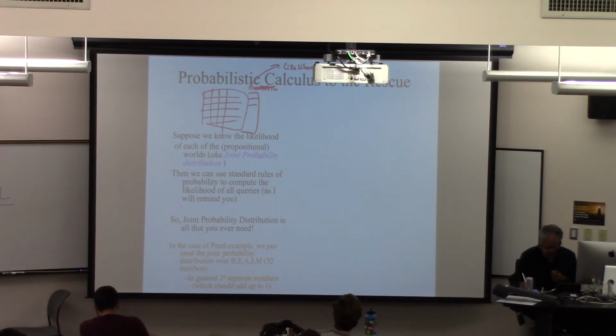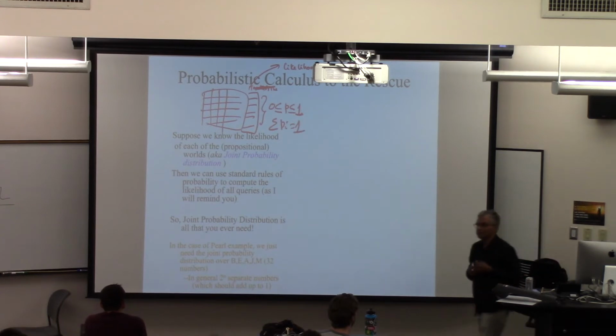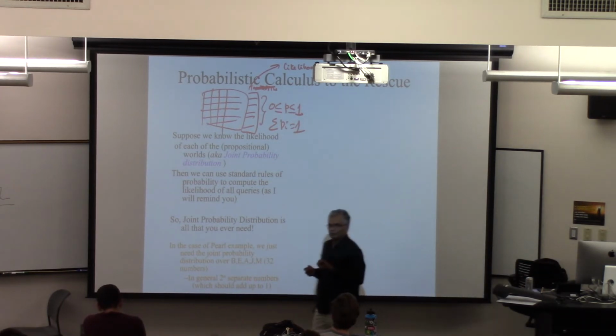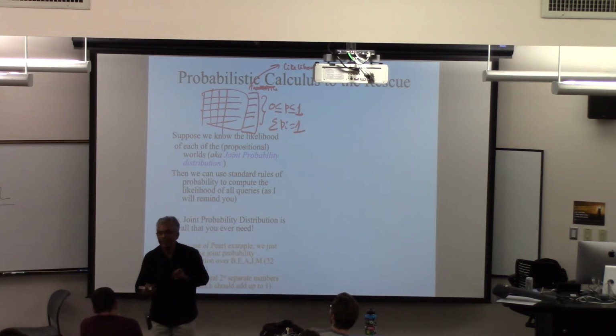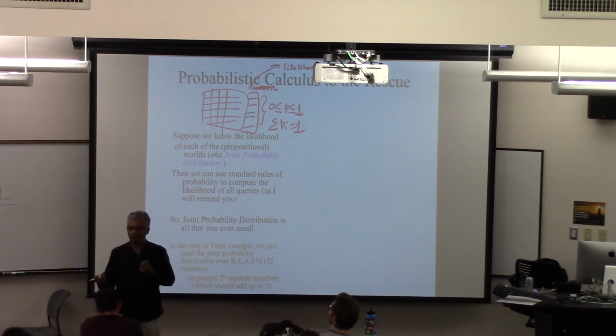And they will have some numbers. And all these numbers are between 0 and 1, that is, 0 ≤ p ≤ 1, such that the sum of all p_i is equal to 1. This is what is called a joint probability distribution.